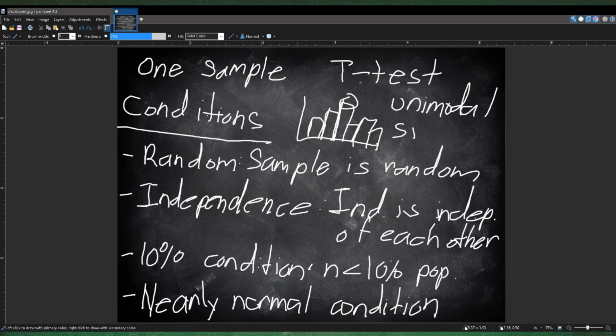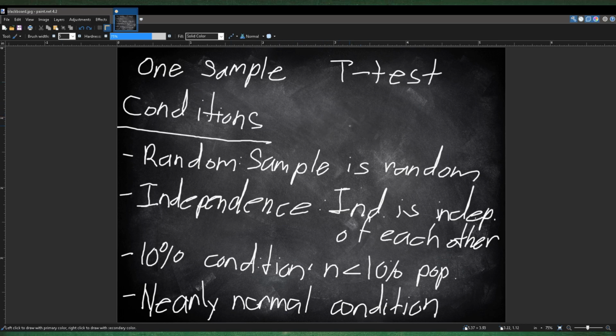If you are not given a histogram, like if they just give you a sample size, you could bypass having to check if it's unimodal or symmetric. If your sample size n is, I usually use a number around 40. So if it's 40 or more, you could use 30 or more, but I usually just stick with 40. You could change the numbers, but it's kind of debatable. 40 is not the actual number. I just use that number.